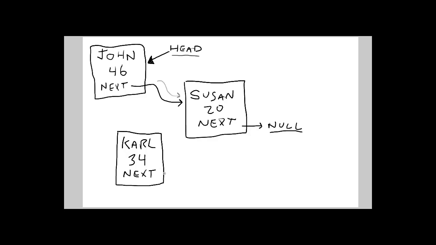So the way you would do that in the code is you say, okay, Carl's next pointer, well, I know Susan has to come after Carl. So Carl's next pointer is set equal to Susan, because we know that's next. And then John's next pointer, instead of going to Susan, now points to Carl. So this pointer is no longer pointing to Susan. It is now pointing down to Carl.